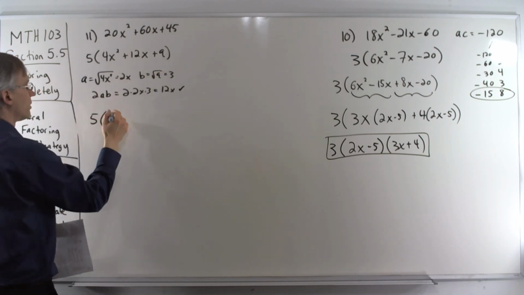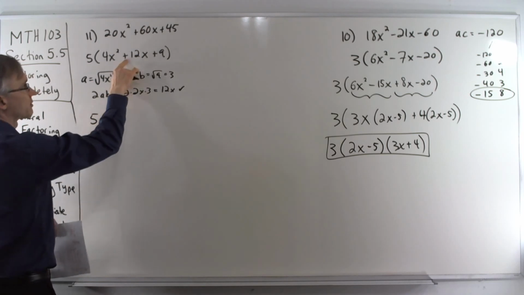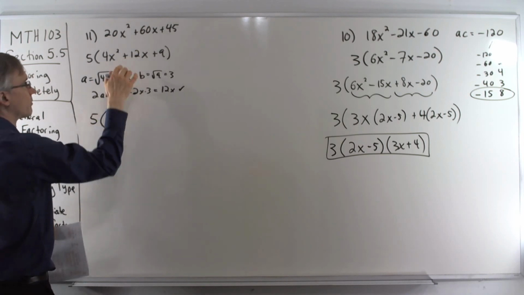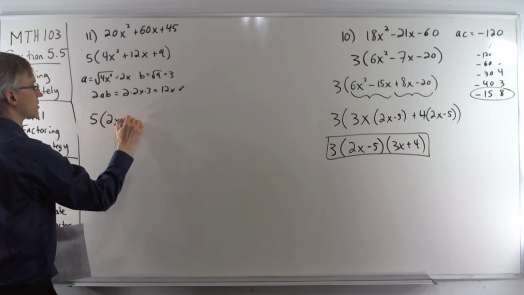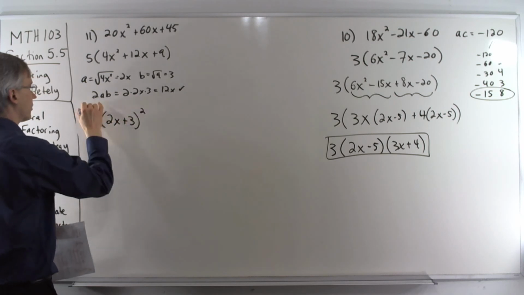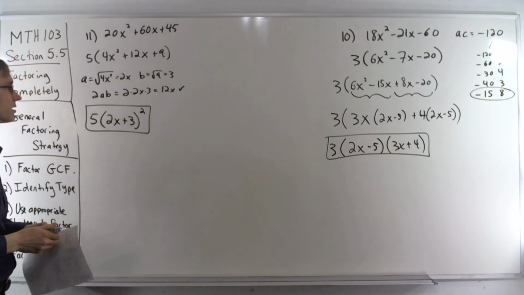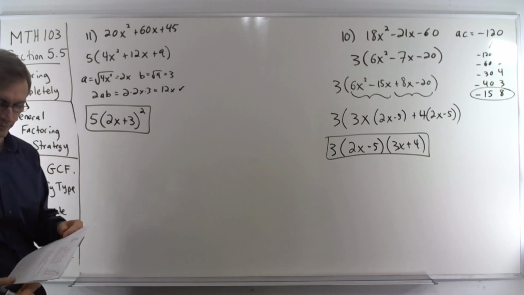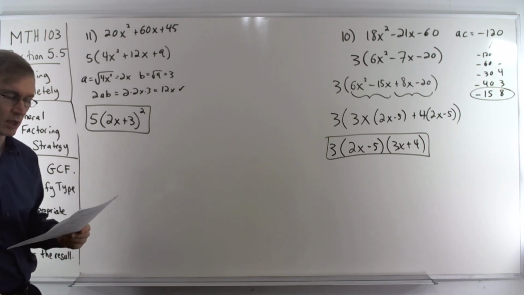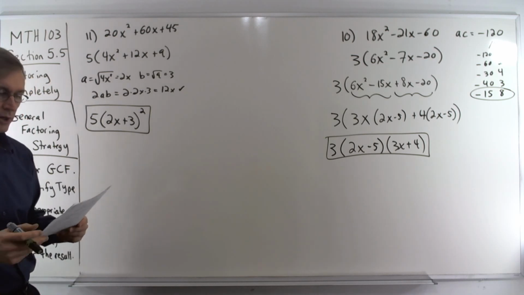All right, we've got a and b, so then we've got the positive version because we're adding the middle term. So that is 2x plus 3 squared. So much easier than the AC version. Your turn, number 12.